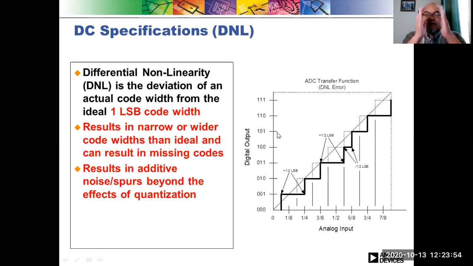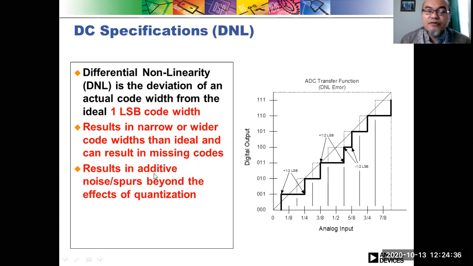Ideally the width should be one least significant bit, but it deviates. Sometimes it becomes longer here, so this is plus half of the LSB at 011. Then at the next level, 100, the width is not 1 LSB anymore but instead becomes just half LSB. Similarly here, the level of 001 becomes a 1.5 LSB width. So it results in narrower or wider code widths than ideal and can result in missing codes.